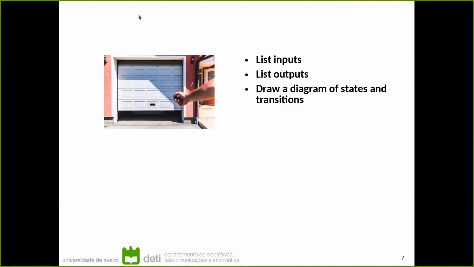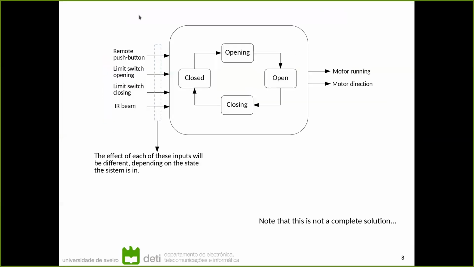You have all reached some kind of solutions. There are many possible solutions for this, and this is only a possible solution.